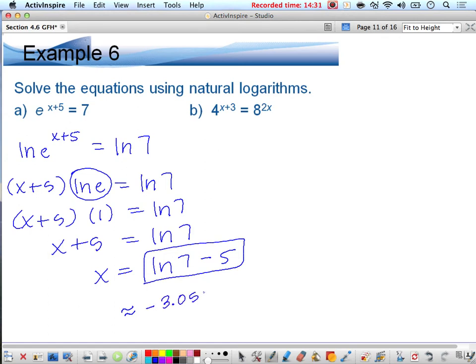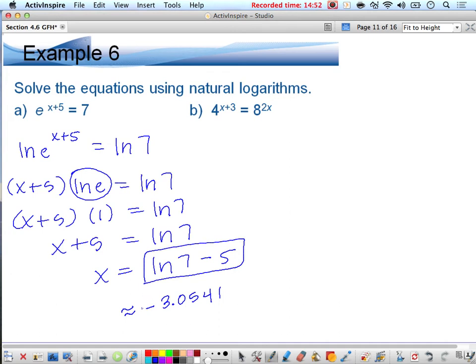-3.054, 5, 4, 1. Let's go to 4 decimal places. Are we allowed to have a negative answer? Not after a log. But can you have a negative answer to a log problem? Yes. If you're not sure, check it. Store it and check. Always store and check.